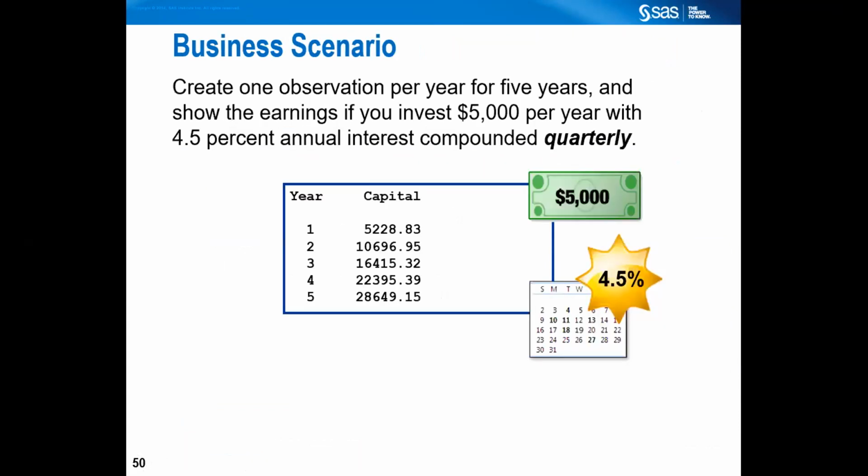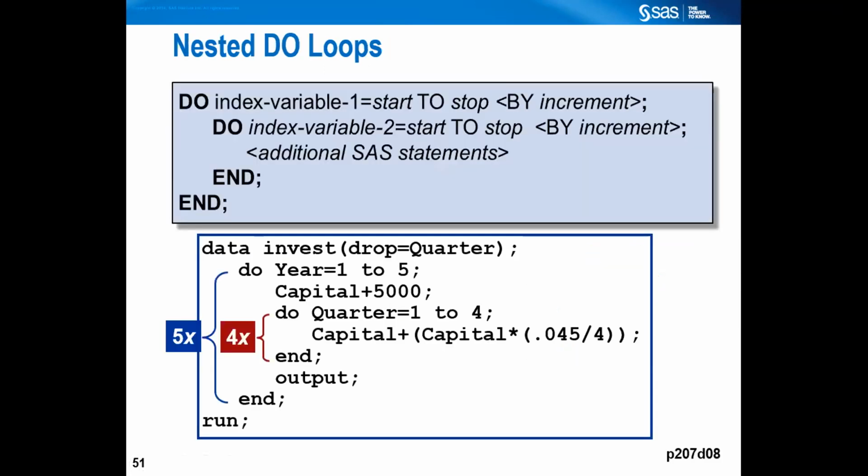All right, now understand the scenario. It's telling you to create one observation per year for 5 years and show the earnings if you invest 5,000 per year with 4.5% annual interest compounded quarterly. Create an observation per year where you have 5 years, and within each year it's a quarterly amount. So you will be writing two loops within a loop, for yearly and quarterly. So this is what the statement says.